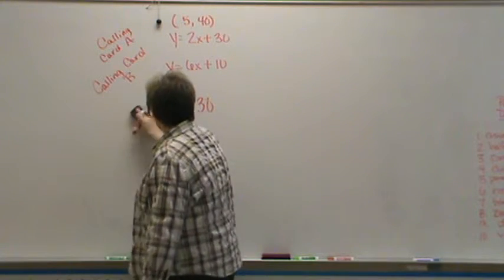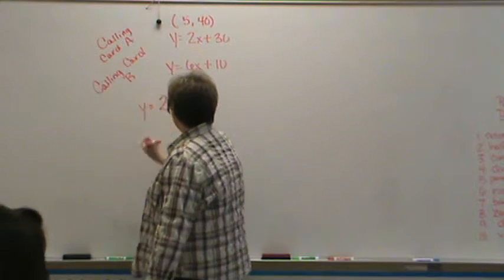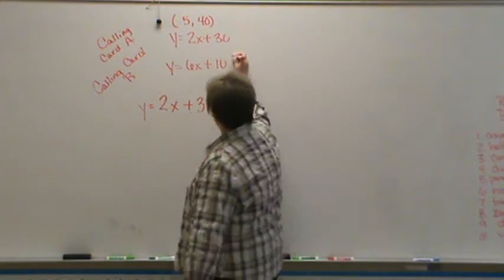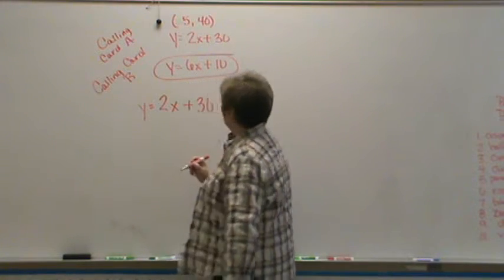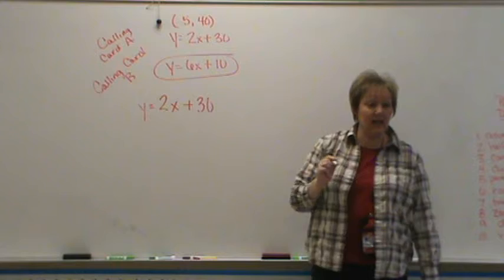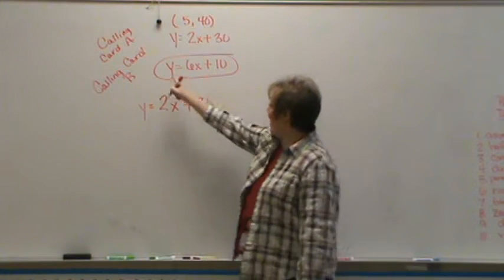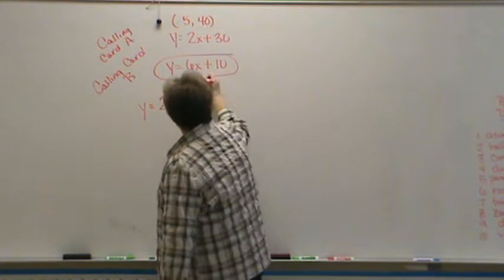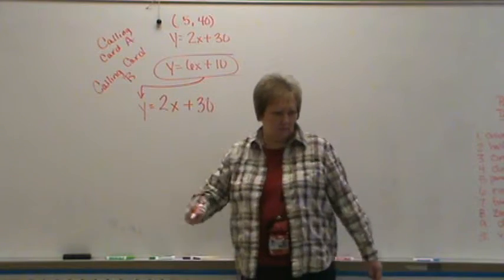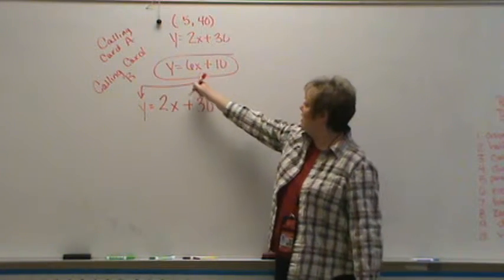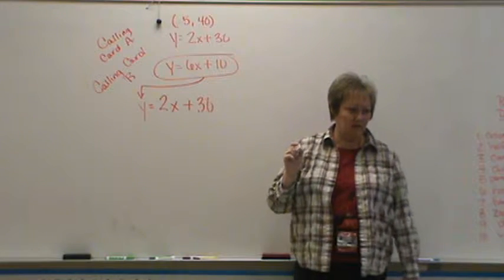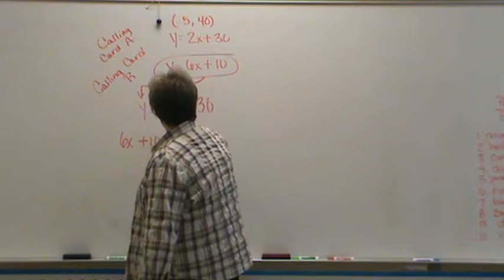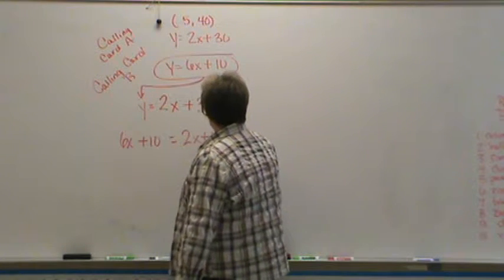All right, we've got one of these equations says y equals 2x plus 30. The other equation says y equals 6x plus 10. That means if y equals this and y equals this, then I can substitute what? I can substitute this amount for this y. Okay? 6x plus 10 equals 2x plus 30.